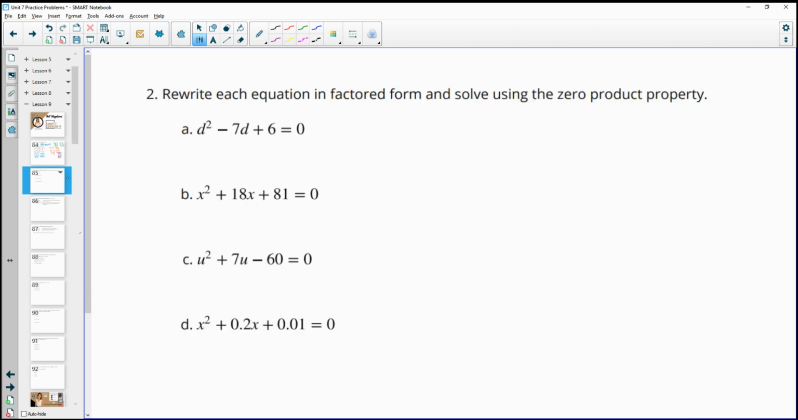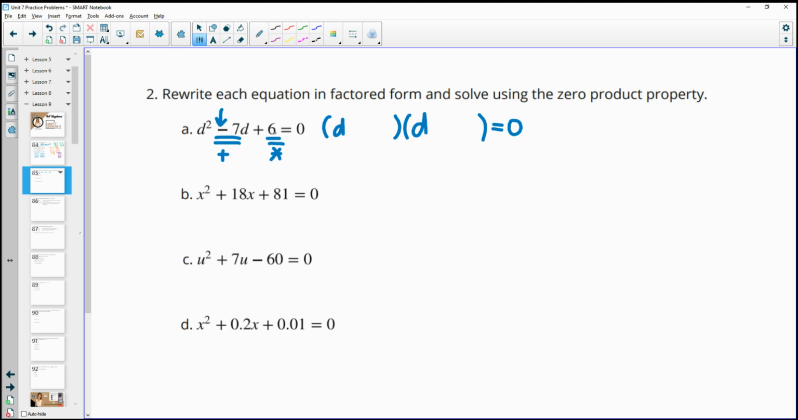Number 2, rewrite each equation in factored form and then solve using the zero product property. When we factor this, it's going to be a binomial times a binomial, and then we still have it equal to 0. The two numbers that we put in need to multiply to give us 6 and add to give us negative 7. When we multiply two numbers to get a positive, they're either both positive or both negative. In this case, they'll both be negative so that they can add to negative 7.